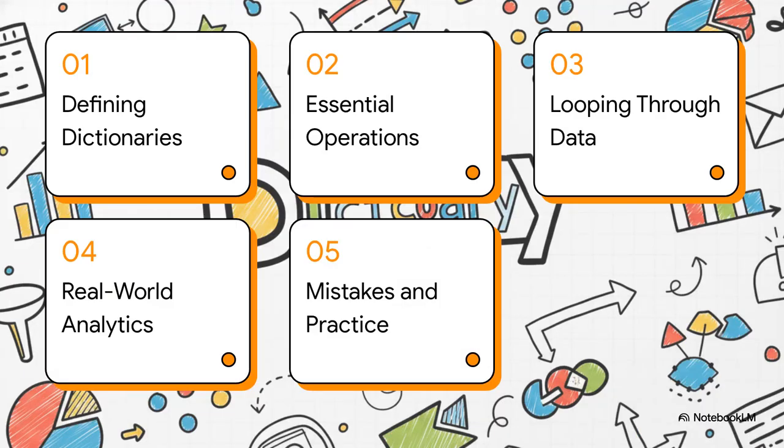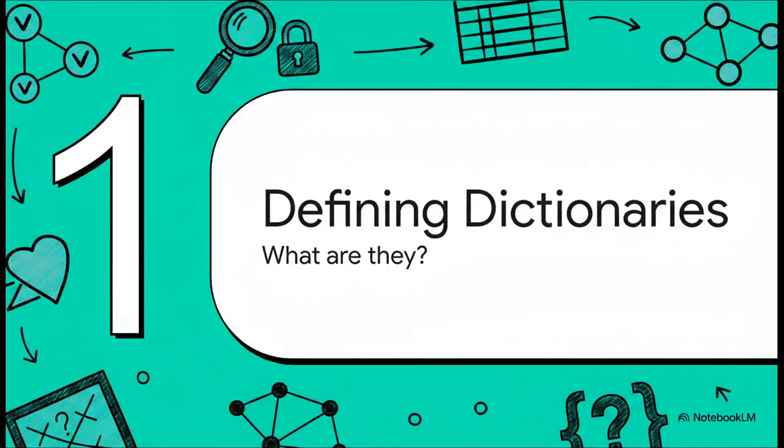Here's our roadmap for today's explainer. 1. Defining Python dictionaries. 2. Essential dictionary operations. 3. Looping through data. 4. Real-world data analytics. And 5. Mistakes in practice.